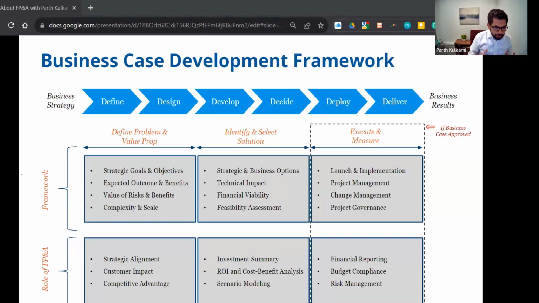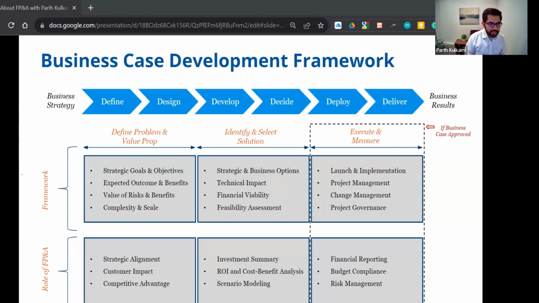Now, for the purposes of this conversation, if we were to further bucket these six steps into three pillars, I would say the first pillar would be just defining the problem and understanding the value proposition. And what I mean by value proposition is the expected outcome and benefits, right? And your define and design stages would be a part of this first pillar, which is define problems and value prop. The second pillar is to basically identify and select the solution.